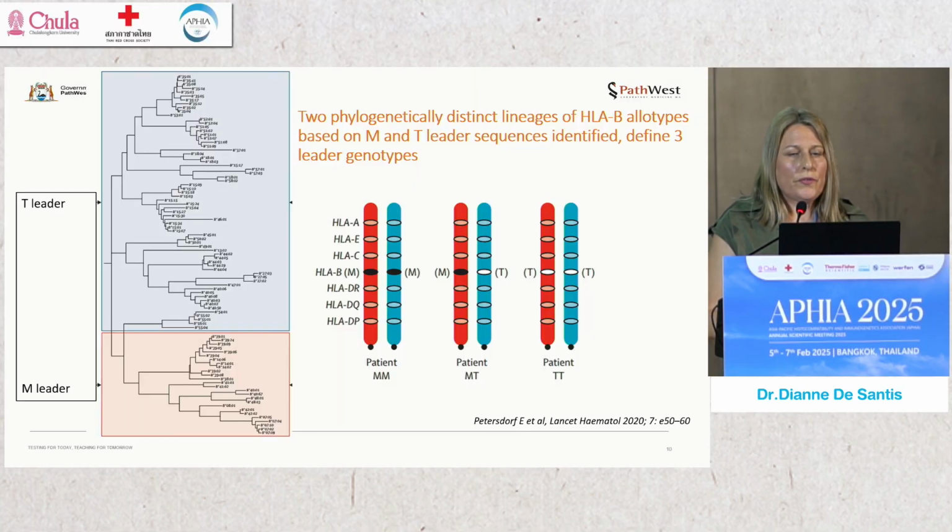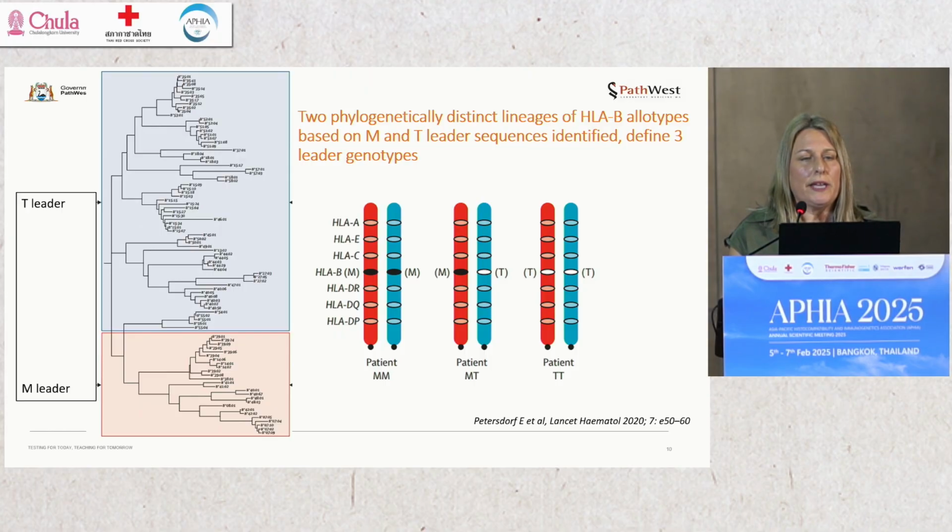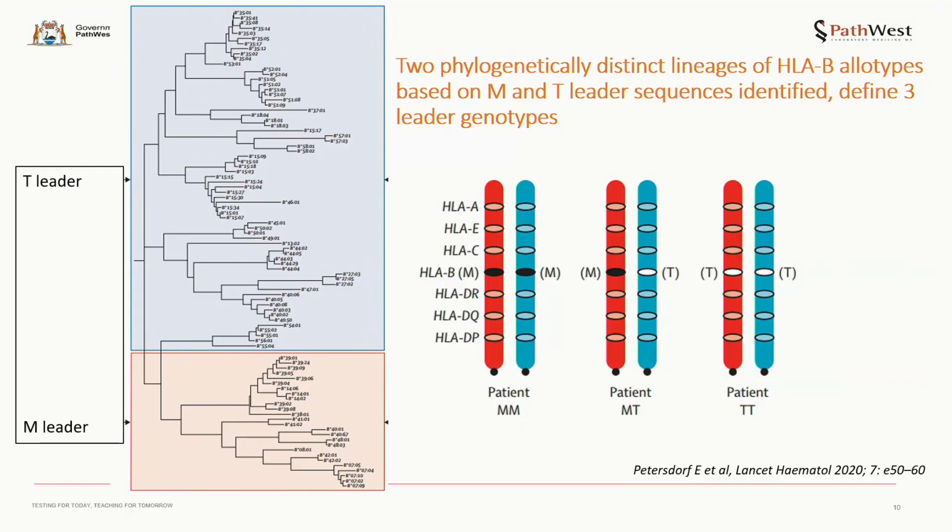Petersdorf in 2020 identified 2 phylogenetically distinct lineages of HLA-B allotypes based on the M and the T leader sequence, and they defined 3 leader genotypes, either MM, MT, or TT. And the B leader in either patients or donors has been shown to be associated with increased grade 3 to 4 GVHD after transplant.